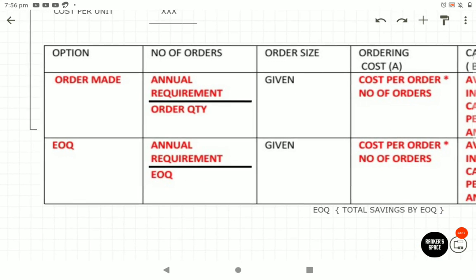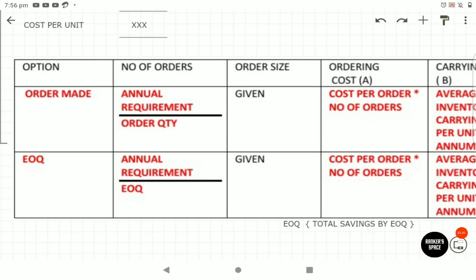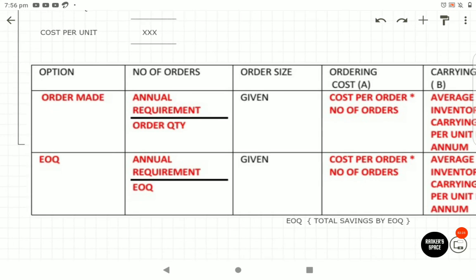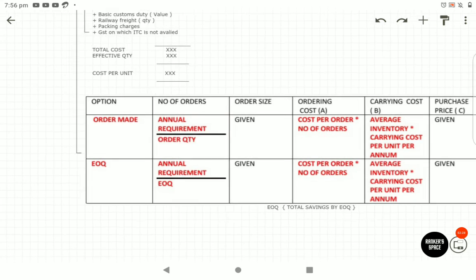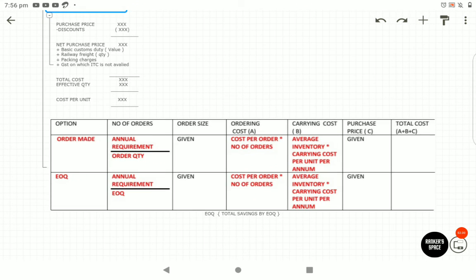Then the next one that we are seeing is EOQ, that is total savings by EOQ. Okay, so total savings by EOQ, this is a very important question that is mostly tested in exams. There will be an option that is given in the question itself. The question will say: if you purchase 3000 kgs, you will also be required to compute the EOQ. So you have to compare this 3000 with the EOQ that you have computed, and you will find out the savings.